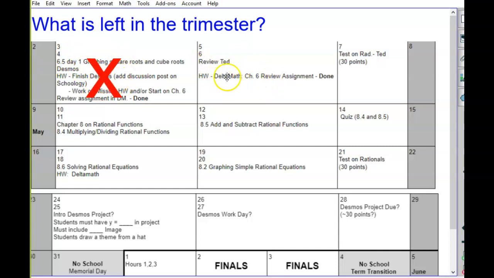Your homework, which some of you already finished because you did it on Monday, is just the Delta Math chapter review assignment. It looks really long, but it's just one problem from each topic. So it's faster than it looks. And then we have a little 30-point test on Friday.